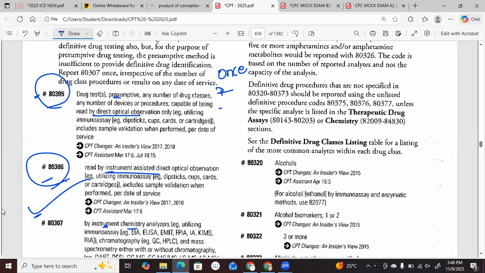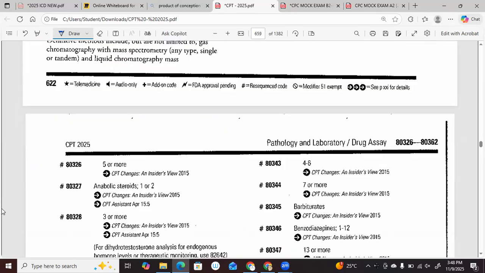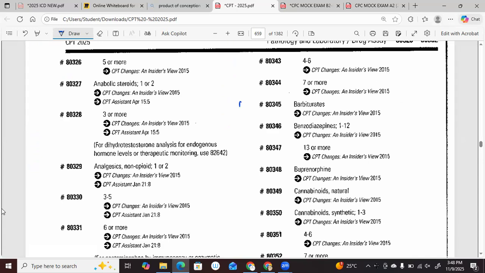These codes will represent whether the drug is present or absent in the patient's body. It will not tell a particular drug. So to identify a definitive drug, we have to use a code from this series. This is a definitive drug class listing. In the definitive drug class listing, we have a particular drug class mentioned here.